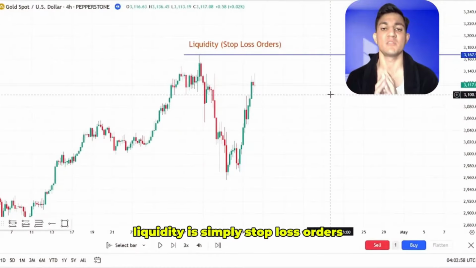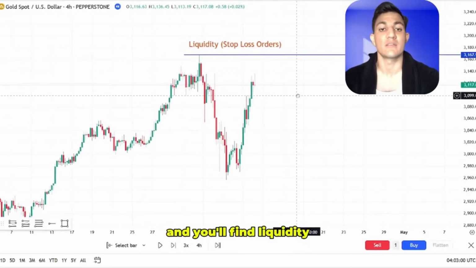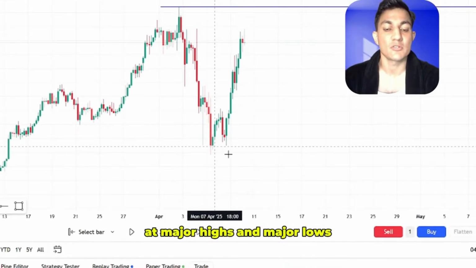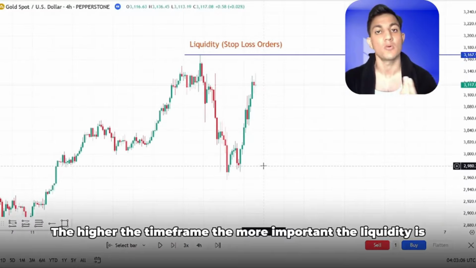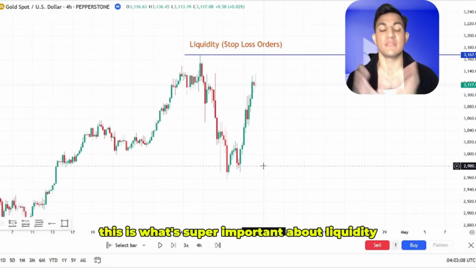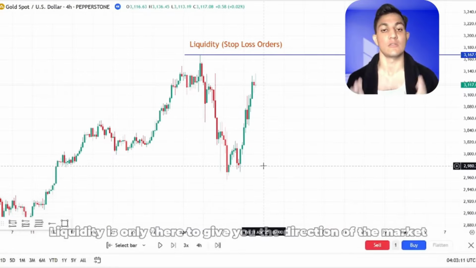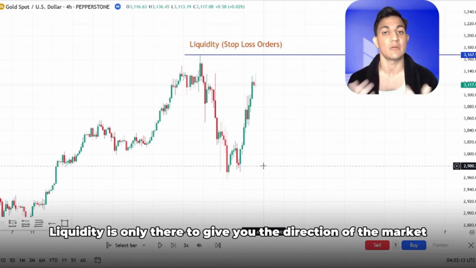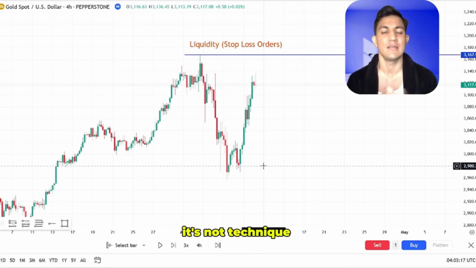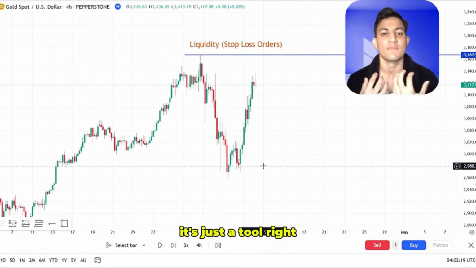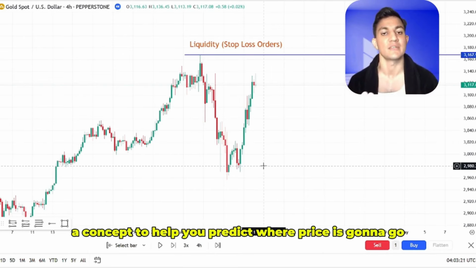Okay, so liquidity is simply stop loss orders, and you'll find liquidity at major highs and major lows on any time frame that you trade. But the higher the time frame, the more important the liquidity is. Now, this is what's super important about liquidity. Liquidity is only there to give you the direction of the market. That's the only reason we care about liquidity. It's not an entry pattern. It's not a technique. It's just a tool, right? A concept to help you predict where price is going to go.